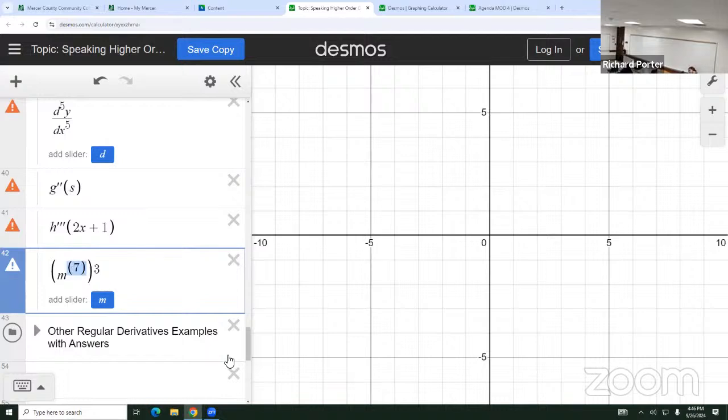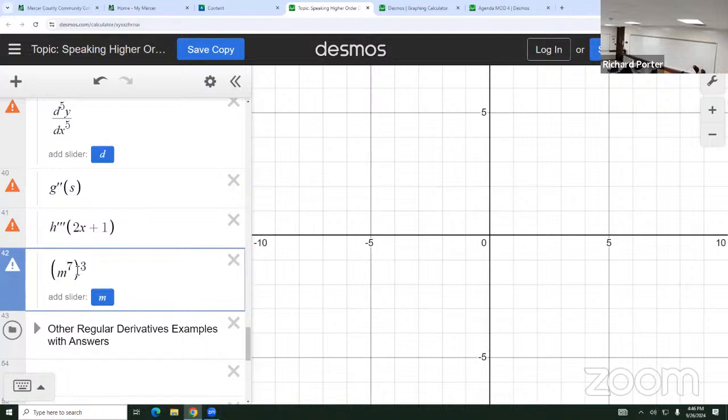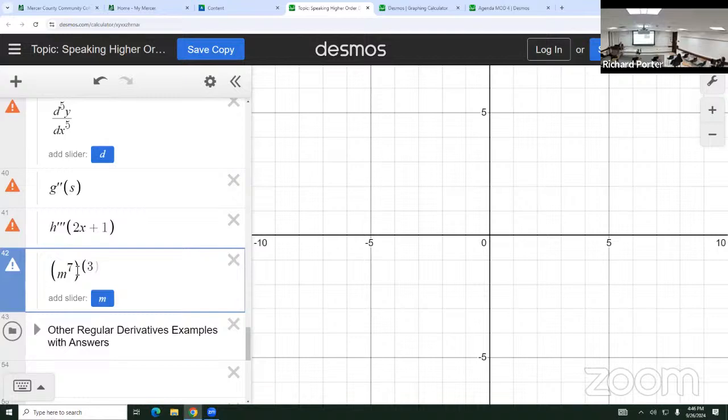Parentheses means derivatives. If you have a power like this 3, that's not a third derivative, that's cubed. If I had it the other way around, this would be the third derivative of m to the 7th power. But you shouldn't do it that way.